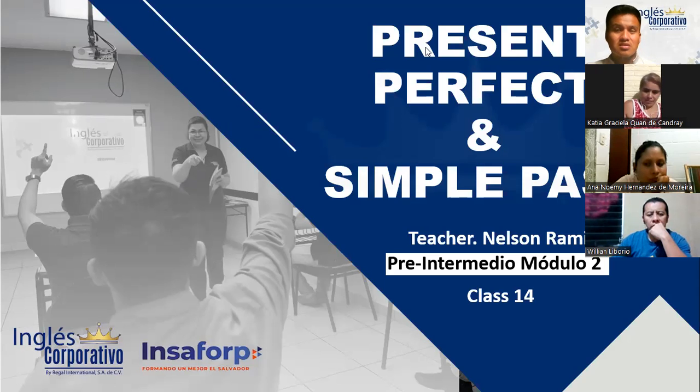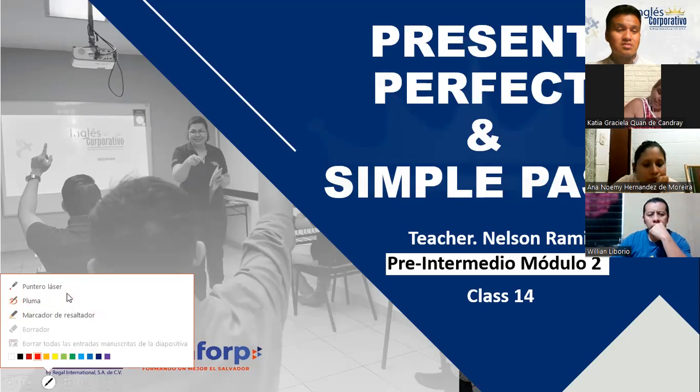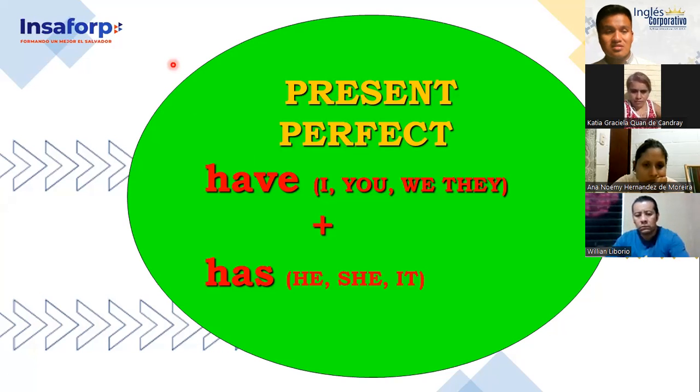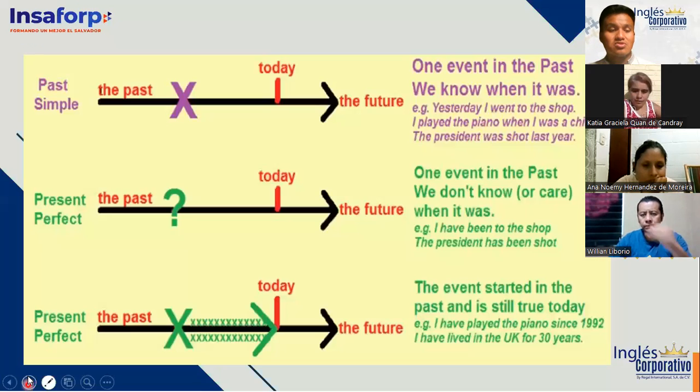So let me just try to share here. Okay, there we go. So here we have just a reminder of the present perfect and the auxiliaries that we use. Once again, we already know have for I, you, we, they, and has for he, she, and it. We already know that, so we're just going to move on. And here, guys, we have some timelines in which we are going to try to understand how we are going to identify simple past and present perfect, or some similarities or characteristics that we have with each one of them.